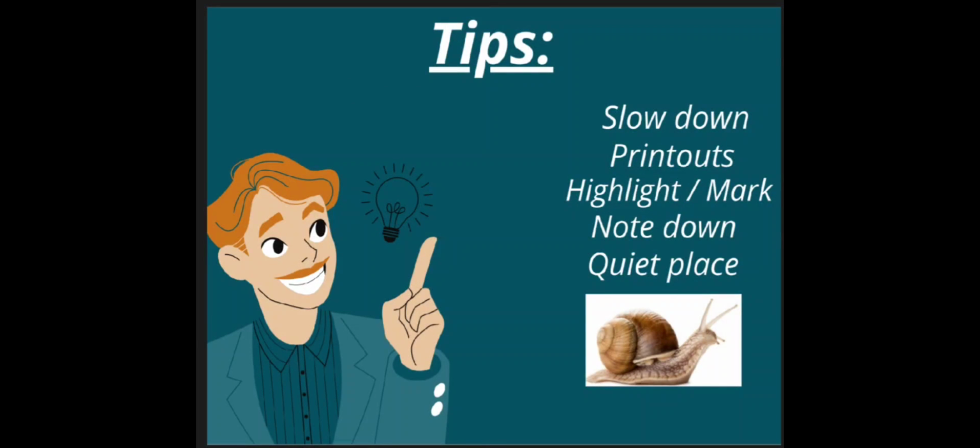Here are the tips for reading a research paper. If you find it difficult reading a paper, slow down. While reading on a printout, use a pencil or highlighter to mark the important points. Note down the key points on a piece of paper. Find a quiet place at an appropriate time that suits you to read, and keep patience.